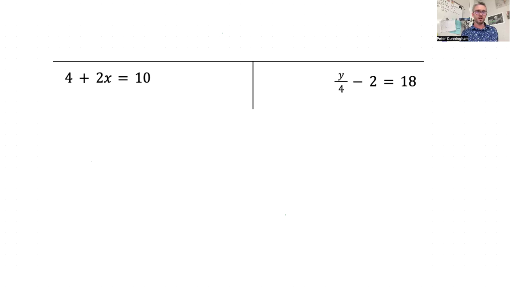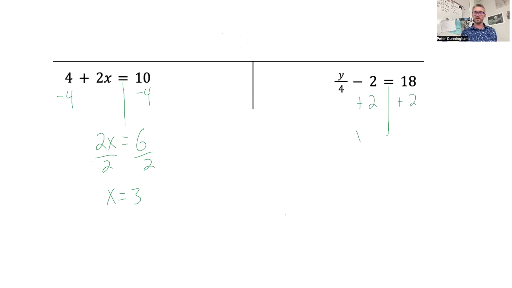So let's go ahead with this one, two-step equation. Take 4 away from both sides. 2x equals 6. Divide both sides by 2. X equals 3. So just think, what is keeping X or Y from being alone? In the next one, subtracting 2 is, get rid of the 2 by adding it to both sides.